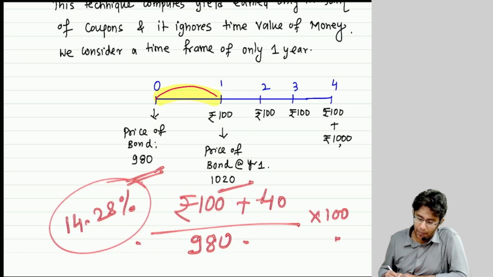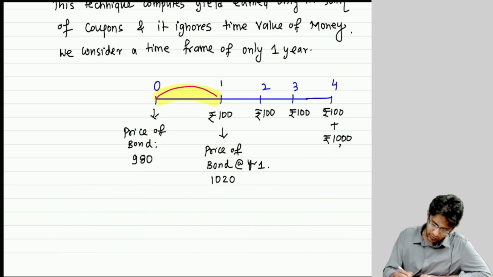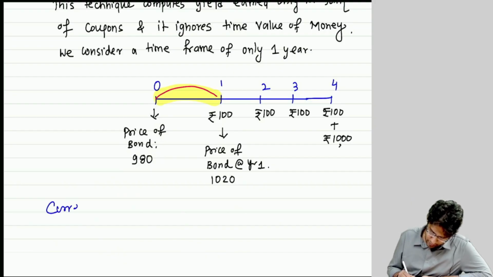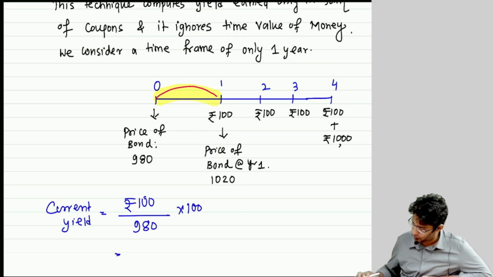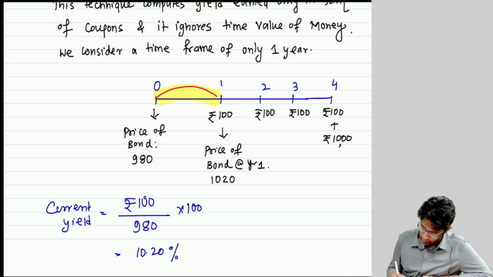Okay, ma'am? But current yield ignores capital gains. It considers only coupon rate, coupon amount only. So what should I remove now? The answer is 100 by 980 into 100. That's the current yield. So the current yield technique is 100 divided by 980 into 100. 10.20%.